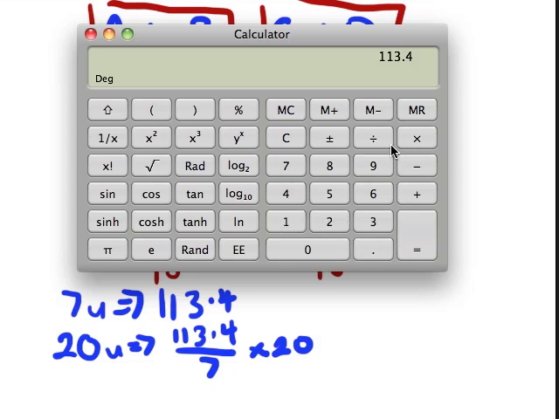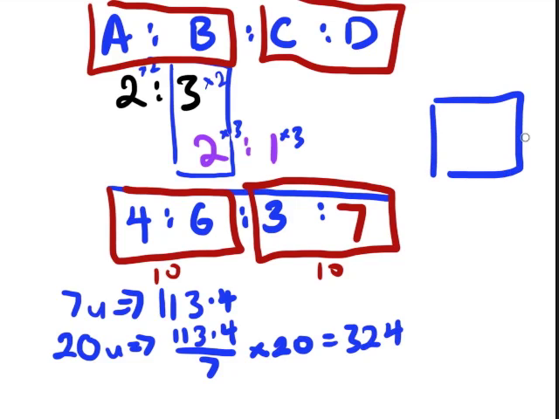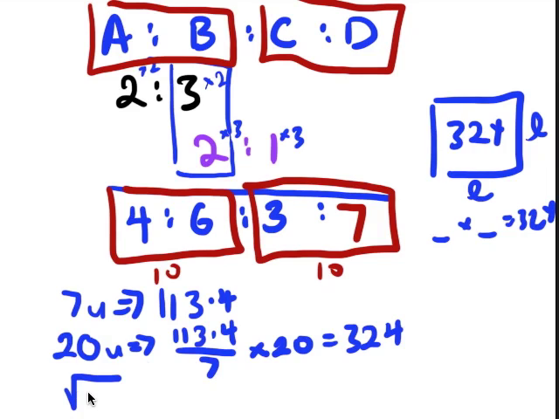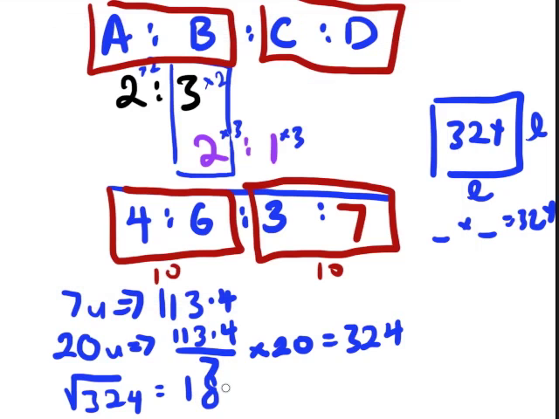So let's take this out. 113.4 divided by 7 times 20 gives you the answer 324. So like I said, area of a square is simply length times length. So if the area is 324, that means something times the same something gives you 324. In other words, to find the length, we just square root 324. Square root of 324 gives you the answer 18. Therefore, the length of one side is 18 cm.